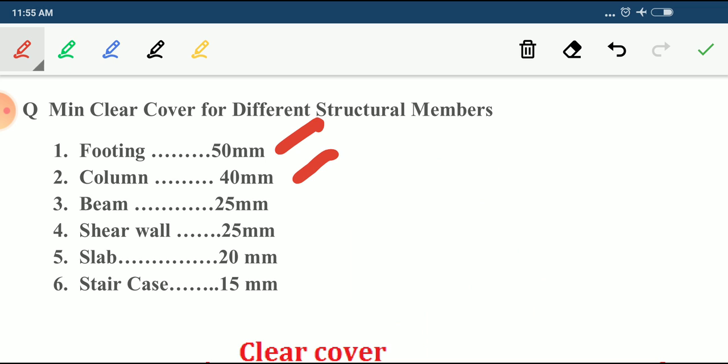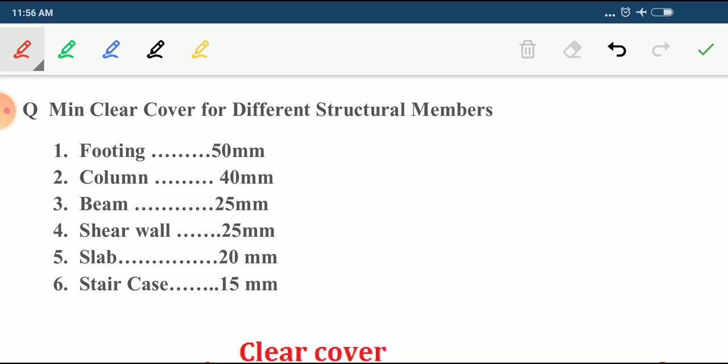Why is the footing cover given as 50 mm? The reason behind that is the footing is directly in contact with the soil. That's why water can directly enter the foundation. Due to that water, the steel may be corroded. If steel is corroded, the structure will collapse. That's why the cover for the footing is more.